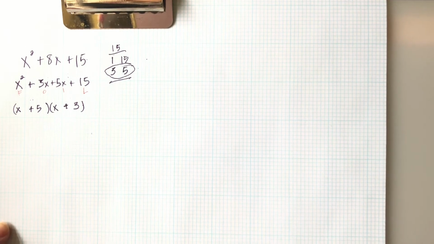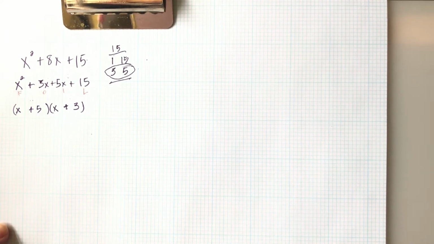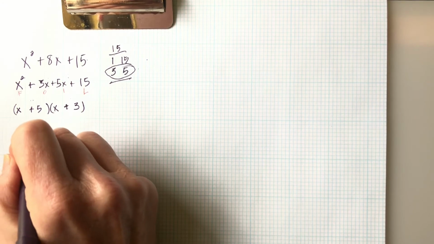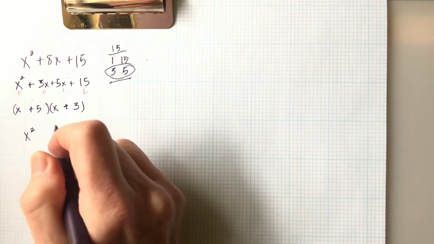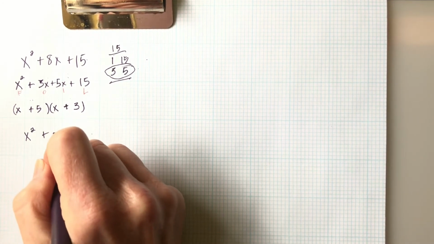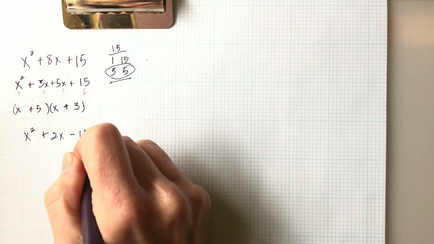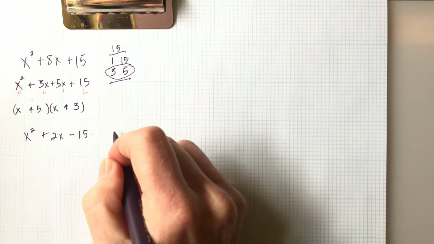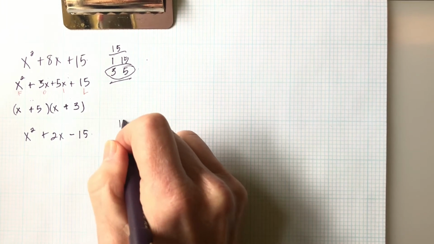Now I want to show you a couple other similar trinomials and how they factor. Let's take the example x squared plus 2x minus 15. And again, we've got our factor list for 15. I'll just rewrite it here.